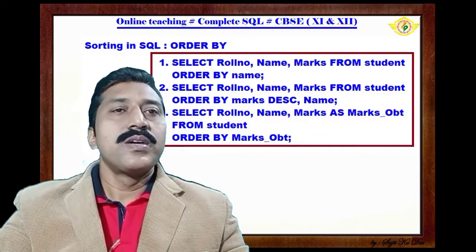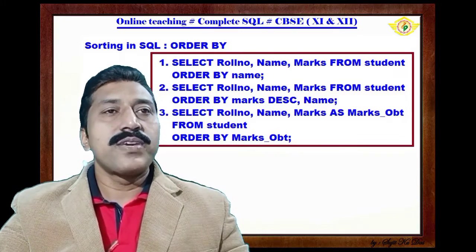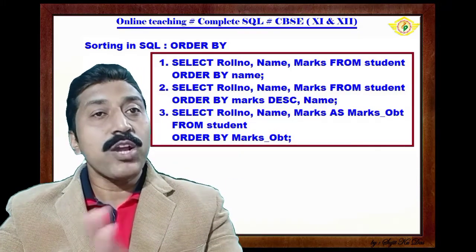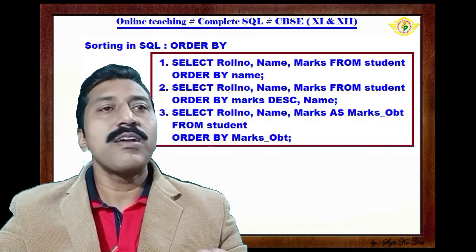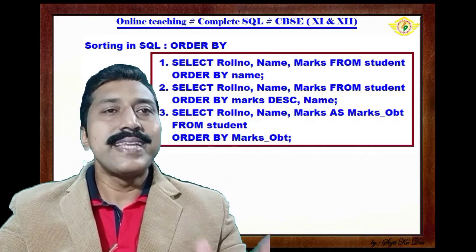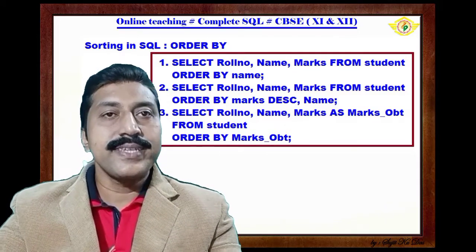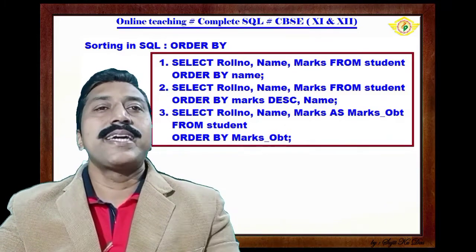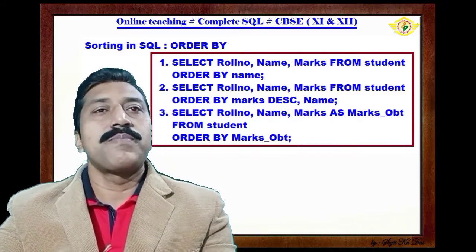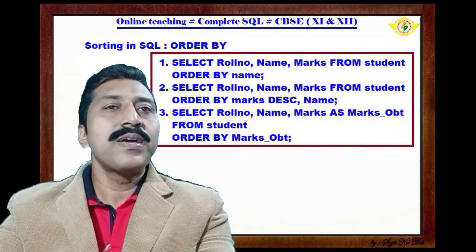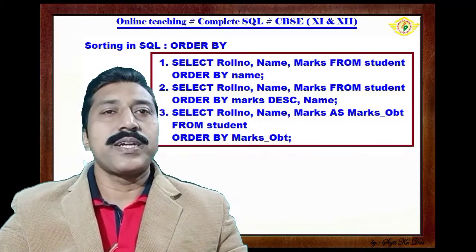One extra thing: we can also give an alias. If a column alias is defined for a column, it can be used for displaying rows in ascending or descending order using the order by clause also. How? Select roll number, name, marks as marks obtained. One alias I have used here. From student, order by marks obtained. Because I have used the name marks obtained for marks, now we can use marks obtained anywhere.